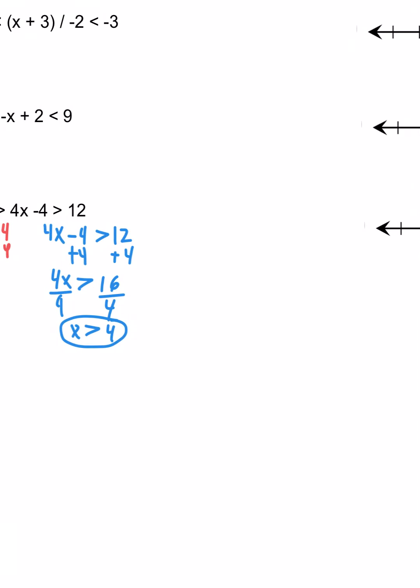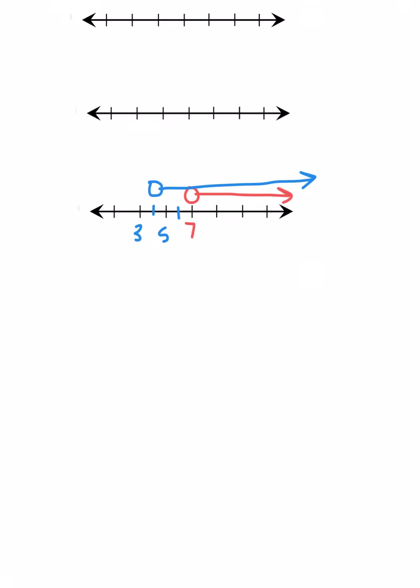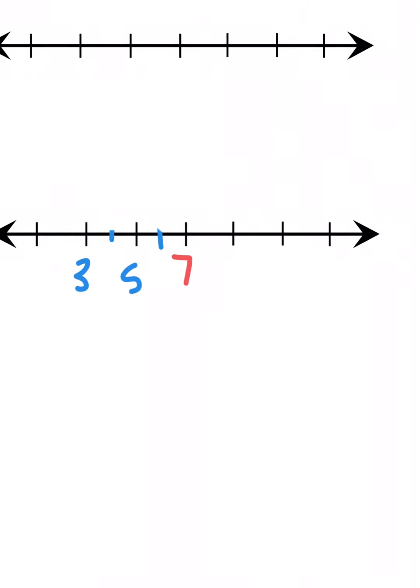I'm sorry, that first line is incorrect. So x is less than 7 should be pointed in this direction, so let's redo that one. X is less than 7, we'll do that in red. Open circle going this way. Try that again. So x is open circle, less than 7 is going that way.